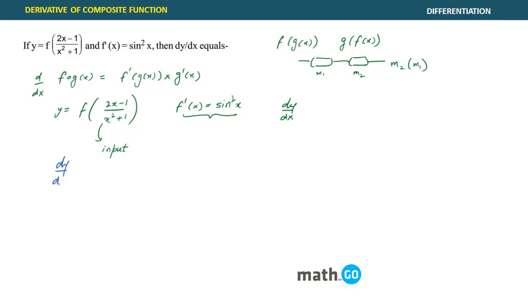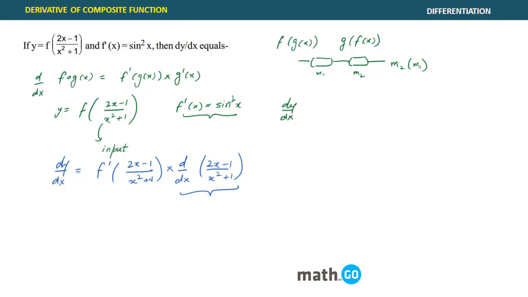If I say dy by dx, what will you get? f dash of (2x minus 1) by (x square plus 1) into the derivative of (2x minus 1) by (x square plus 1). This is how you should think when you are seeing a composite function. This part is pretty easy, I guess, right? You people can solve this part.